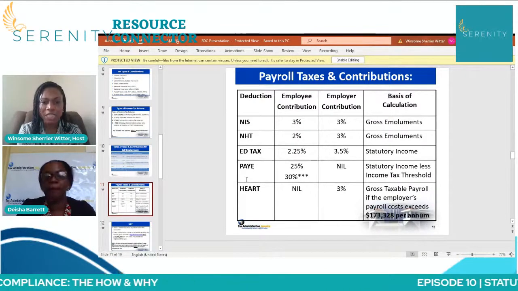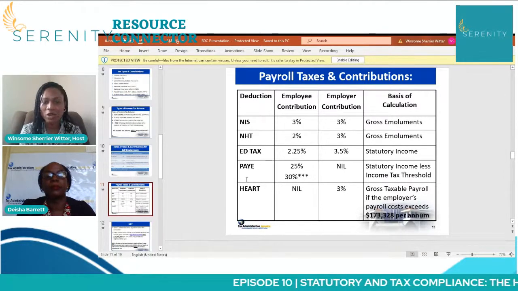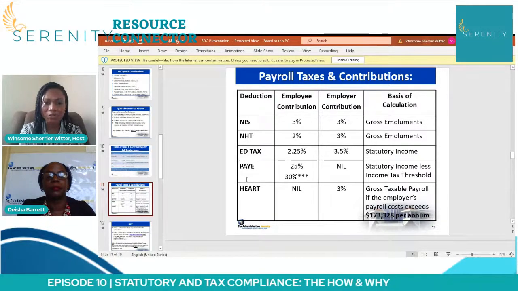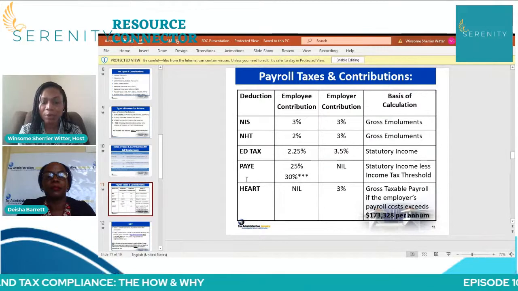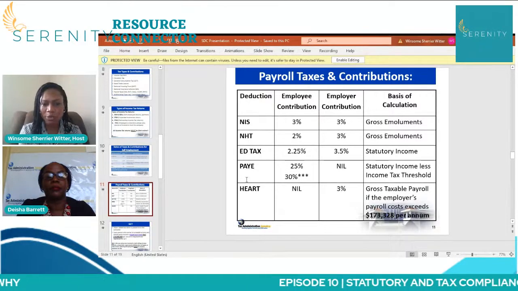Your NHT employee contribution 2%, employer 3%, and that's also on the gross. Education tax 2.25% contribution by the employee, 3.5% for the employer, and that's on your statutory deduction. And you'll soon hear what that is all about.